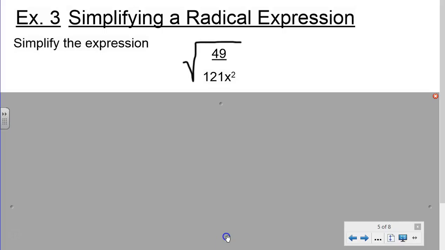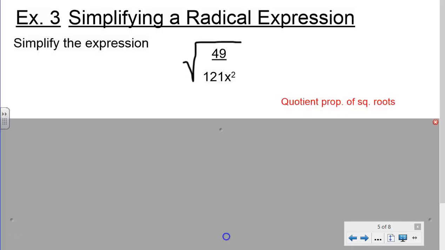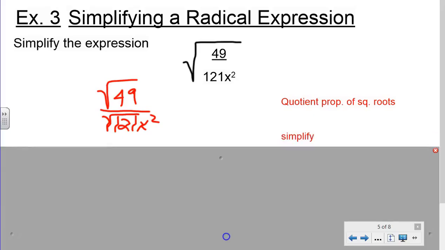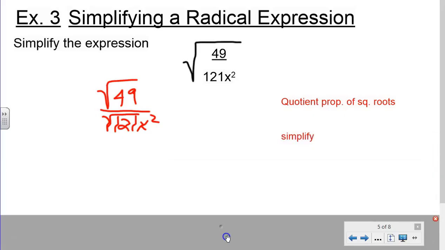Hopefully those numbers look familiar to you. As I said last time, you need to remember some of these perfect squares. So let's see. Quotient property of square roots. What does that tell me to do? Division. Well, before we do division, yes, that's true, I can take the square root of the numerator and also the square root of the denominator. That's how we can have equivalent expressions to simplify it. Now, what is the square root of 49?